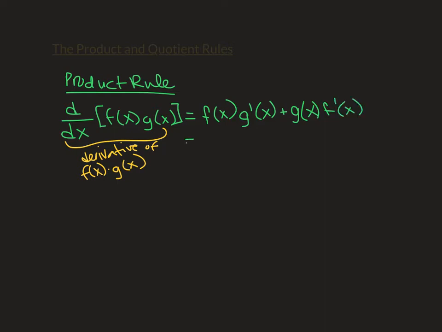I think that this is not a very friendly way to look at it. So I usually call f the first, g the second, and I'll just write it as the first times the second prime, or derivative of the second, plus the second times the derivative of the first. So you can remember it however you want to. Keep in mind that our f is the first and the g is the second.